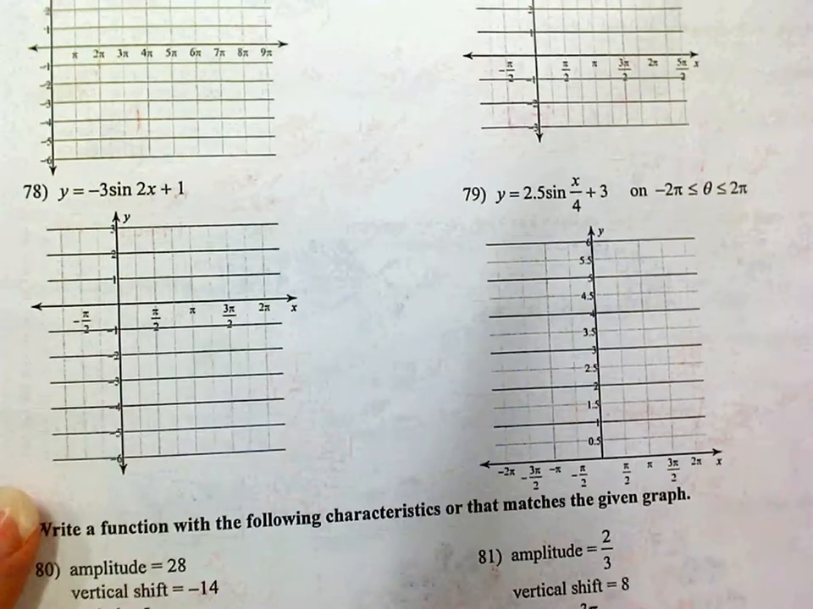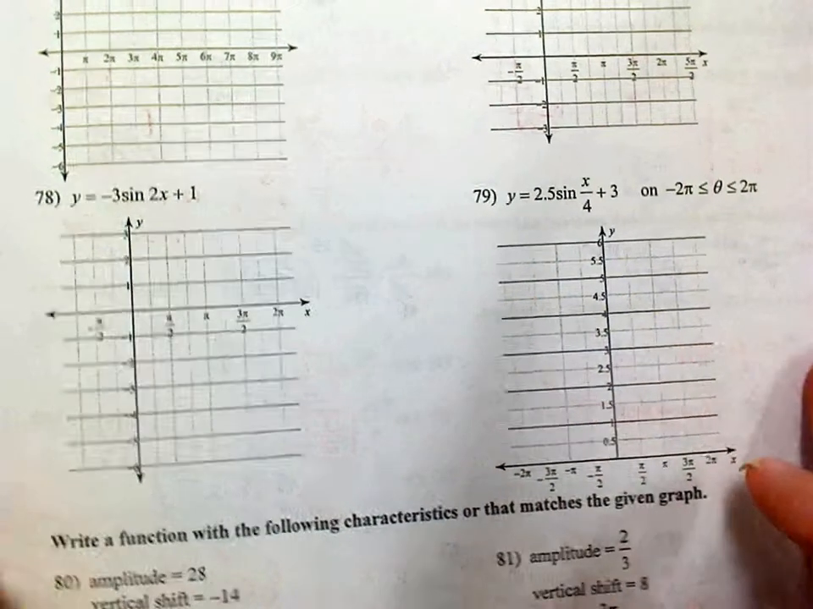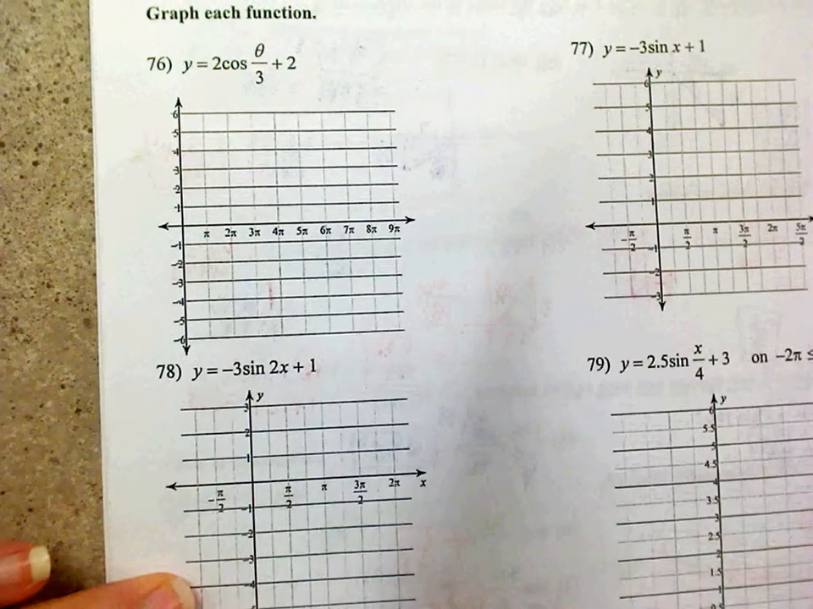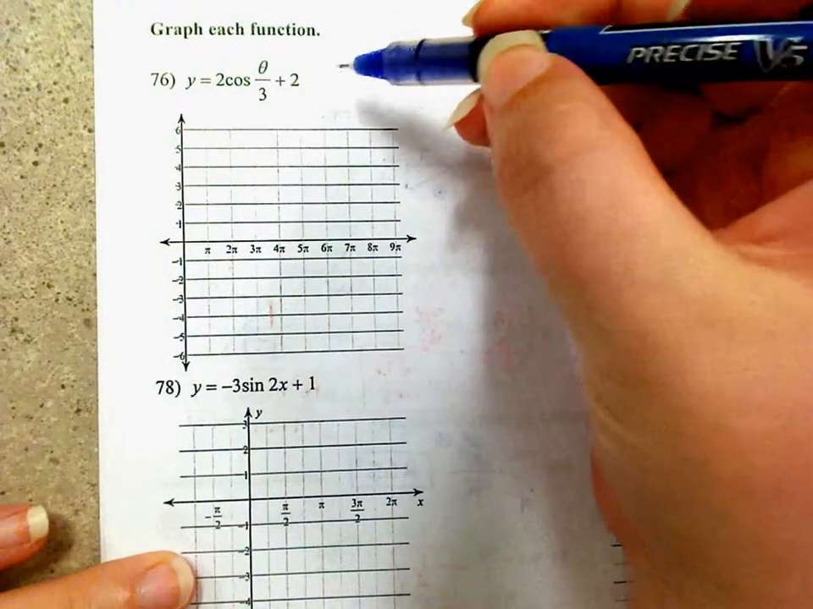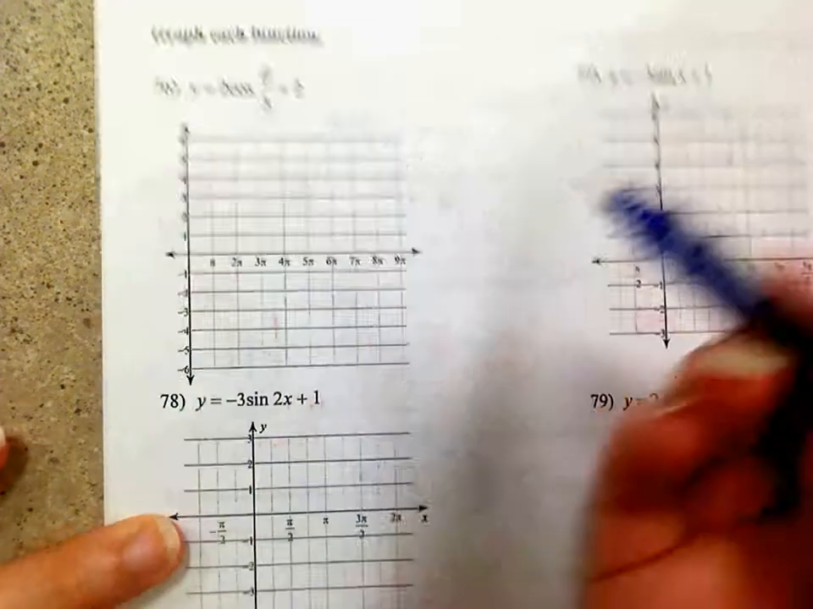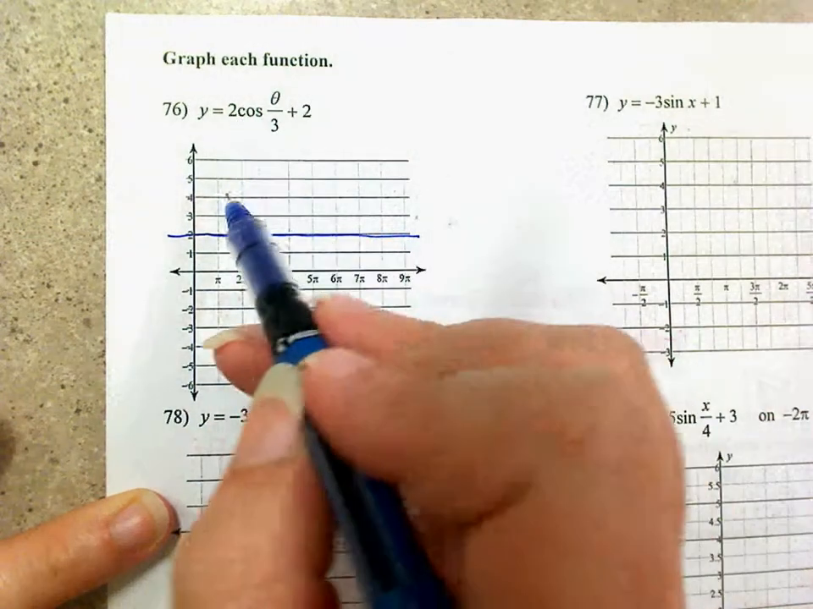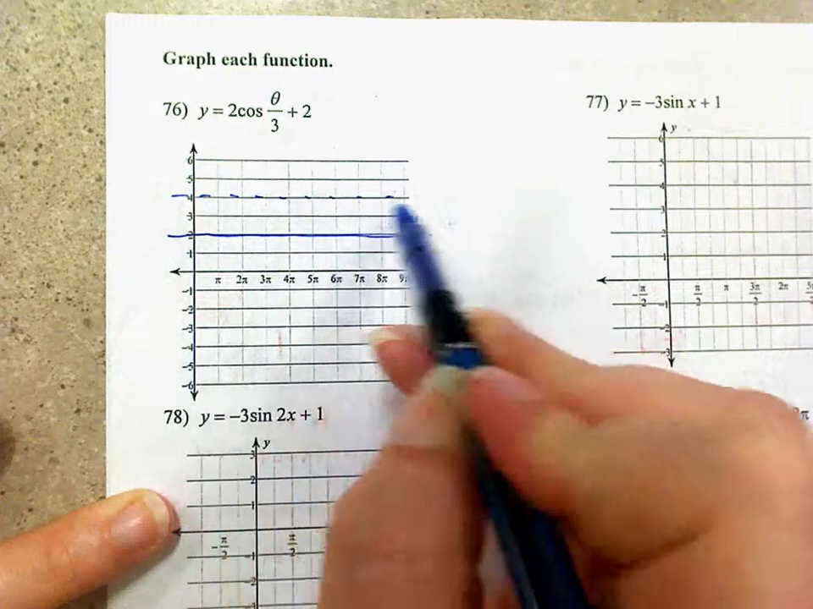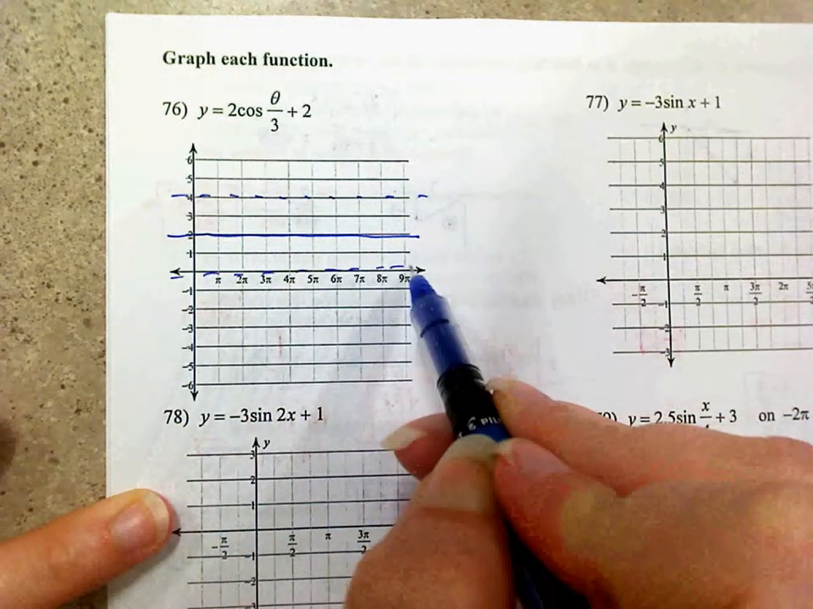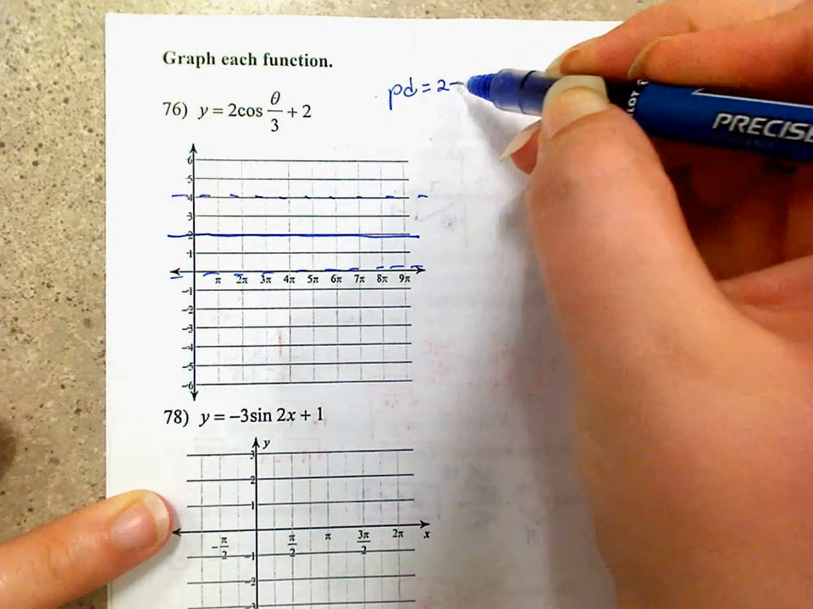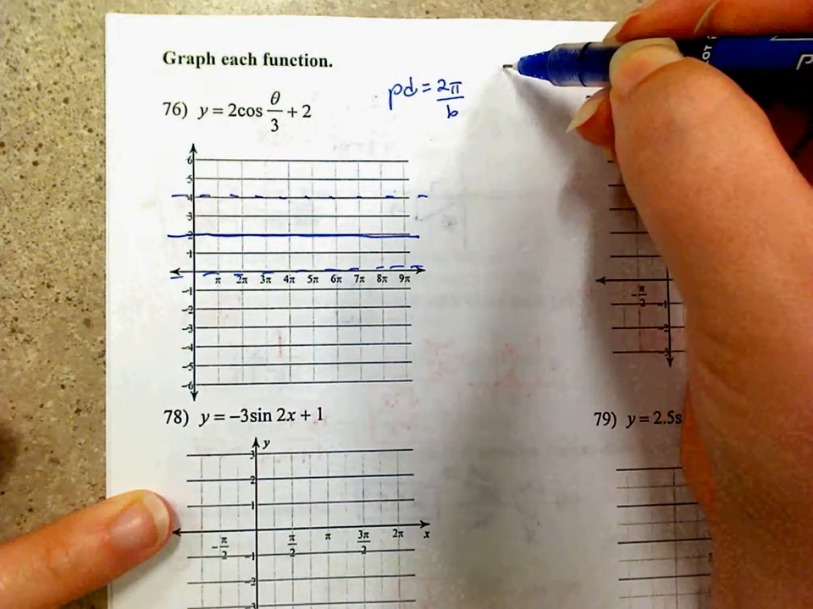So, okay, shifting up 2, so that's my new midline. Amplitude is positive 2, so go up 2 from there and put a dotted line, down 2 from there and put a dotted line. And it says, remember the formula for period is 2 pi divided by b. And remember that b is the number in front of x. And so in this case, it's actually a 1/3.